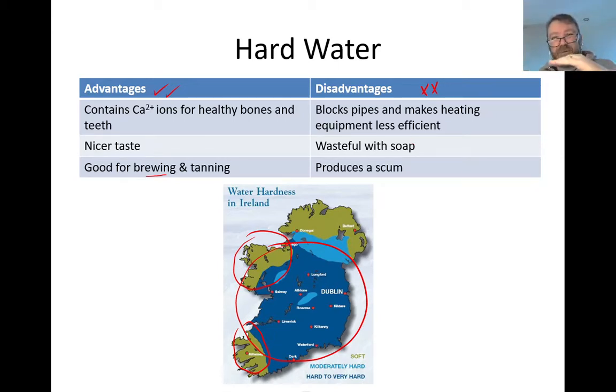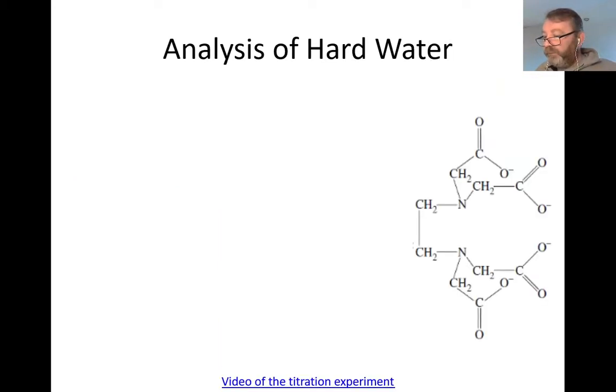And lastly, if you use it for making tea or anything else like that, it produces a scum on the top, which a lot of people find distasteful to look at, and it puts them off drinking it simply because of its appearance. It's a light brown colour and it floats like a crust on the top of the tea or the water. So you have to know those advantages and disadvantages of hard water.